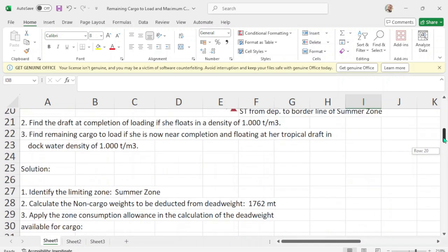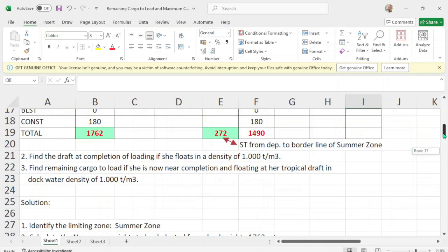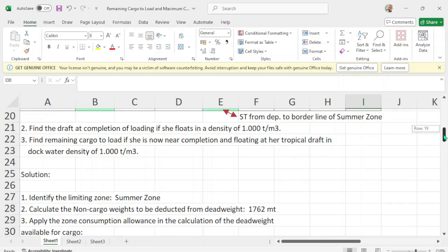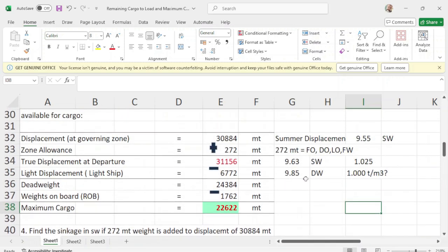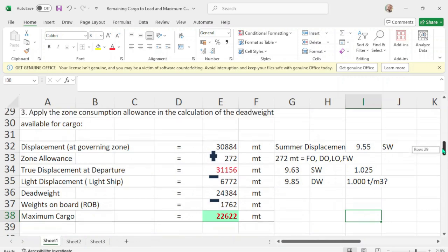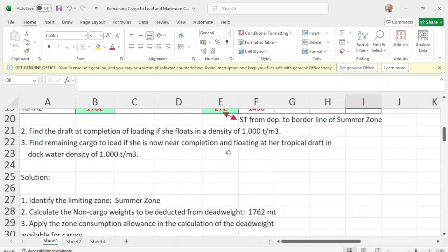So that is the question. It says find the drop at completion of loading if the ship loads in a density of 1.00. So this is the drop at completion of loading, 9.85. Okay. And the second question is, find the remaining cargo to load if she is now near completion of her tropical drop in the density 1.00.